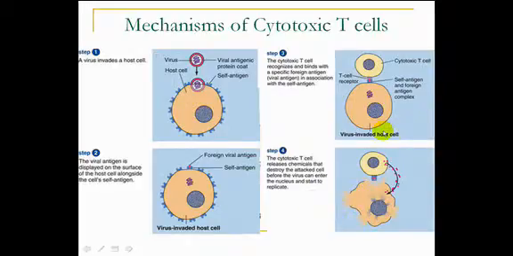How cytotoxic T cells work. Remember, cytotoxic T cells specialize in intracellular pathogens. So a virus infects one of your cells. When a virus infects a cell, the cell will actually display the viral antigen on its cell surface. And that's how your immune system can determine that that cell is infected by a virus. So the cytotoxic T cell that gets activated by the helper cell will recognize that virus antigen and bind to it, and it will release chemicals that then destroy that infected cell.